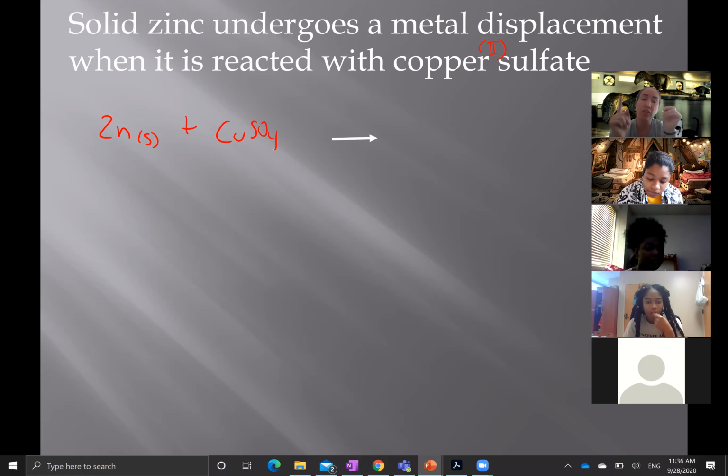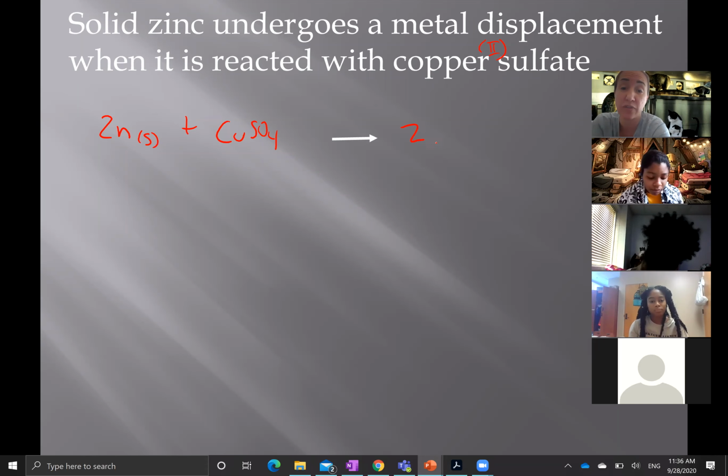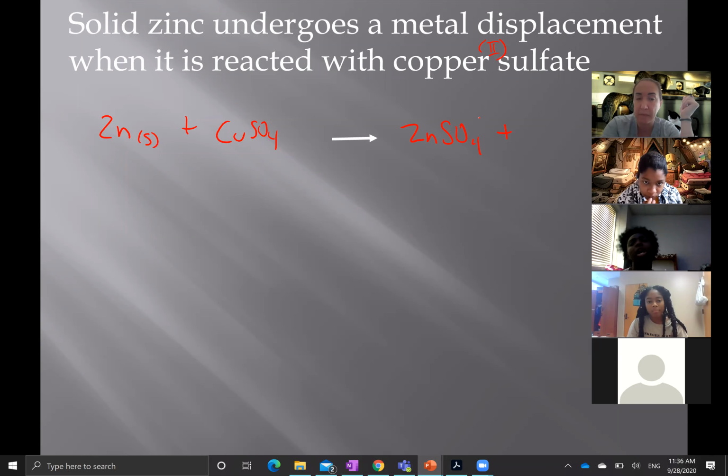Now look at the actual instructions. Solid zinc undergoes a metal displacement. We've heard that displacement word before. What does displacement mean? When you switch somebody, right? So zinc undergoes a metal displacement when it reacts with copper. Who do you think zinc is displacing? Copper. Exactly. So what do you think the product will be? Zinc sulfate. It would be zinc sulfate plus what? Because things don't go away. Copper. Copper as a what, you think?